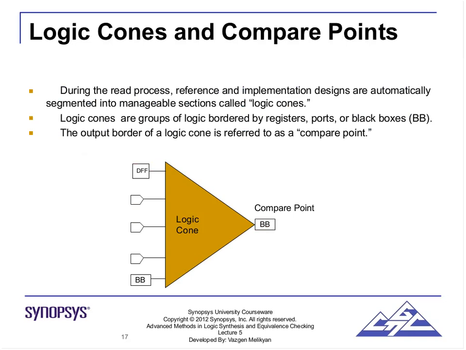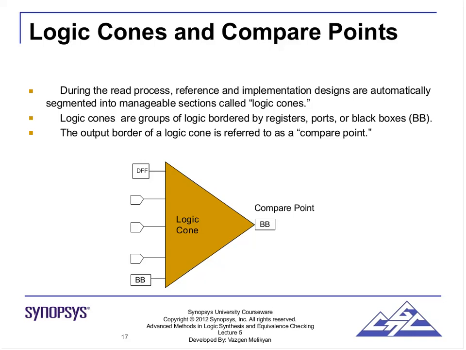Now during the read process, reference and implementation designs are automatically segmented into manageable sections. Why? It has to divide the design into manageable sections to verify the functionality. It cannot read in the complete design and make sure that all the outputs are equivalent. That is not possible from a CPU resources point of view or from an algorithm point of view. So it breaks it into chunks of logic which it calls logic cones. Logic cones are groups of logic bordered by registers, ports, or black boxes. The output border of a logic cone is known as a compare point.